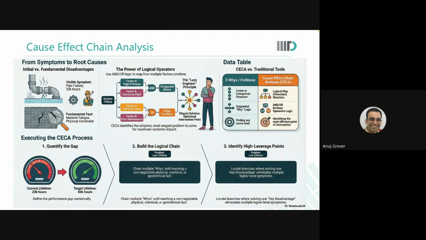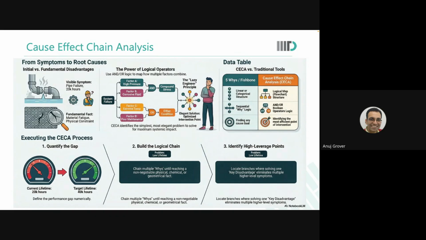Many times it may be that solving so many things separately was not the right approach. I find the key disadvantage, I solve that. That is one possibility. But it may happen that that one key disadvantage is such that you cannot do anything about it. What do you do then?